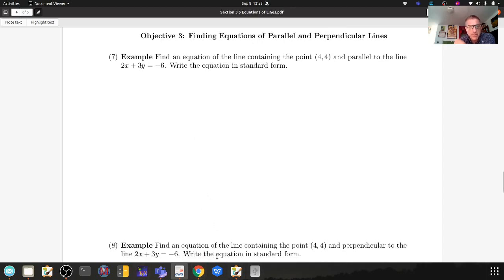Okay, let's do number 3. Find an equation of the line containing the point. Oh, this is a good one. Find an equation of the line containing the point 4, 4, and parallel to the line 2x plus 3y is equal to 7.